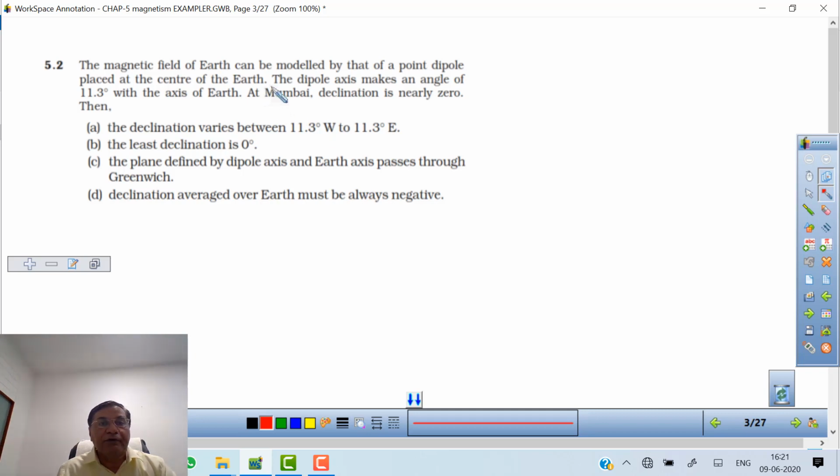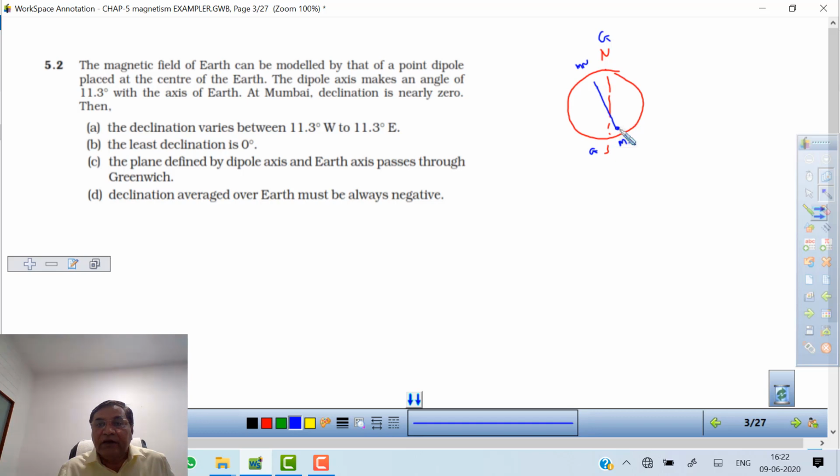The magnetic field of Earth can be modeled by that of a point dipole placed at the center of the Earth. The dipole axis makes an angle. So this is our Earth and this is north and south. And the magnetic dipole is like this. This is geographic north and geographic south, and this is magnetic north and magnetic south. And you must know that toward the magnetic south we have the magnet's north, here north and here south. So the field lines are coming out. And this angle is there.